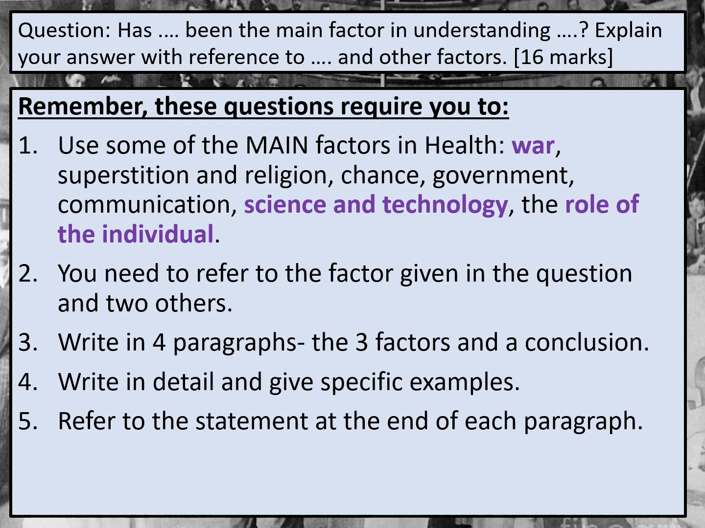Your second paragraph, you write about another one of them. Your third paragraph, you write another. And in total, there are 4 paragraphs because you're writing a conclusion as well. You write in detail and give specific examples from across the different time periods. And you need to refer to the statement at the end of every paragraph. Let's have a look at an example.